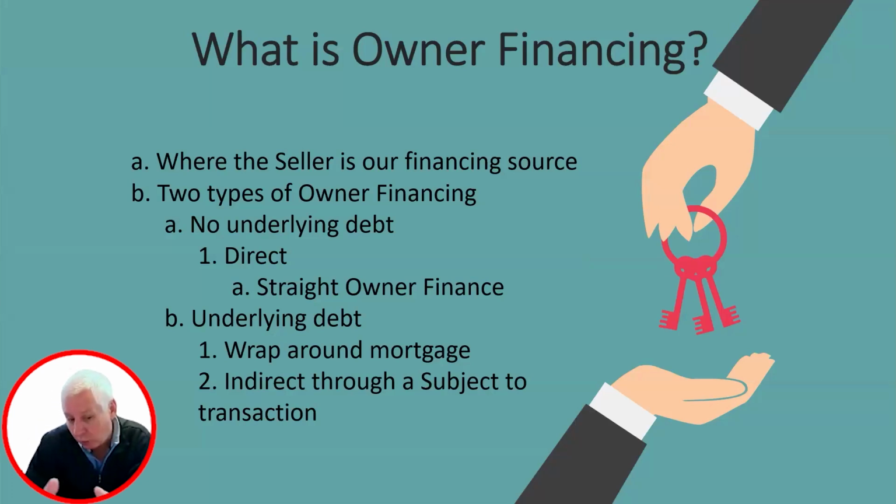And in that case, we're able to acquire that home either through a wraparound mortgage, which can take on a couple of different scenarios, which can be identical to the existing mortgage. We call that a mirror wrap, or on different terms. And then, of course, we can buy it indirectly through what we call the subject to transaction.